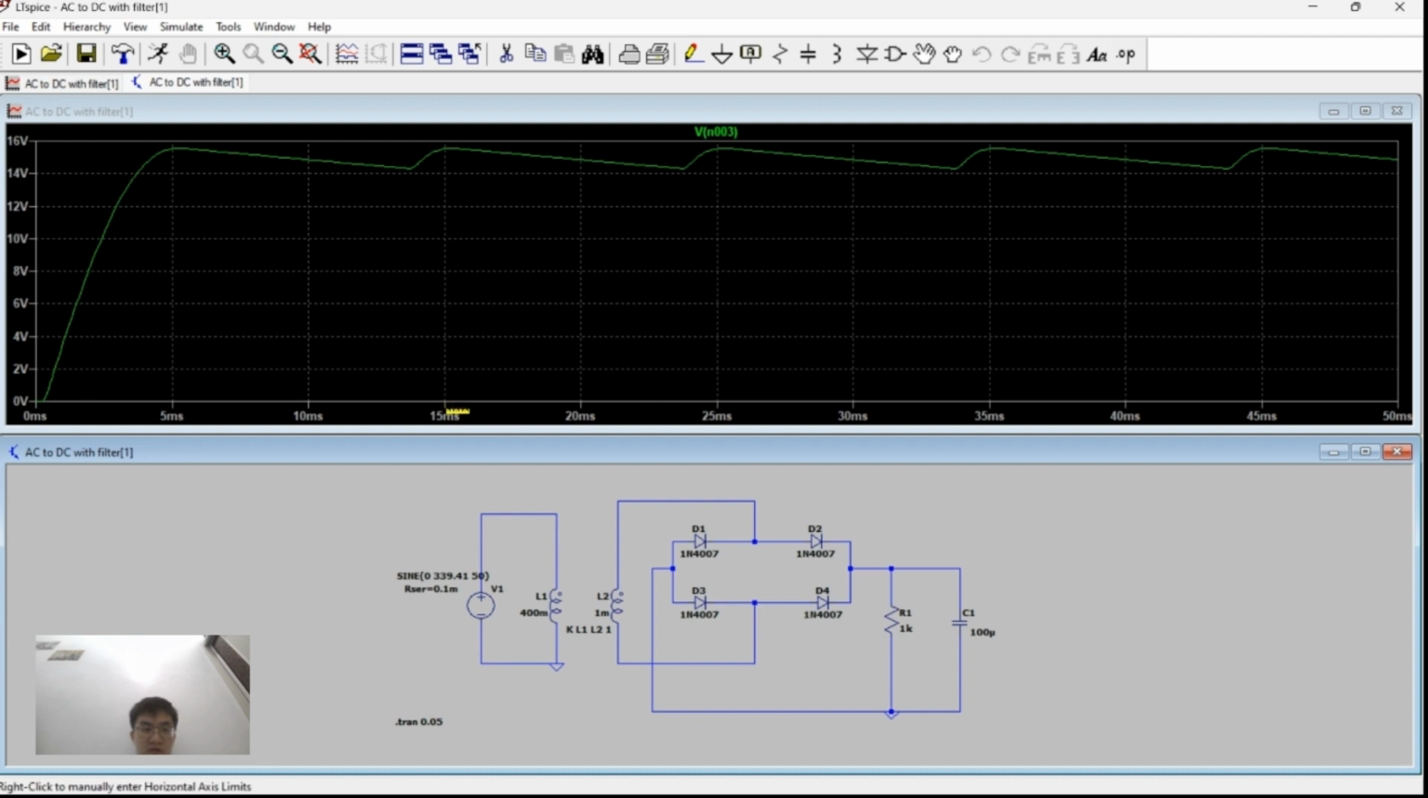As we can see from the graph, the pulsating DC has now changed to smooth DC with ripple. And we can calculate the peak-to-peak ripple voltage by applying the formula: peak output voltage divided by 2fRLC. We can get the minimum output voltage by subtracting the peak-to-peak ripple voltage from the peak output voltage.